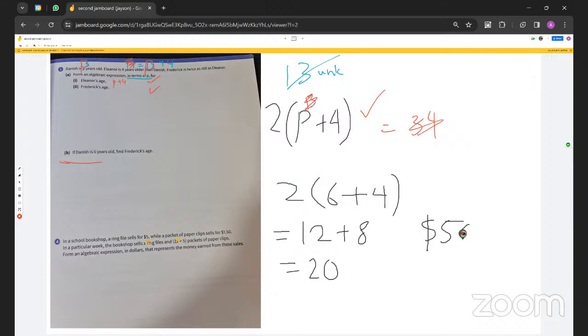$50? You're saying, all right, $50. Yeah. This 50 represents what? Sorry, tell me what is this $50 money? Ring files. I agree with you. Now, how about the paperclip? Does it matter or not in this question?